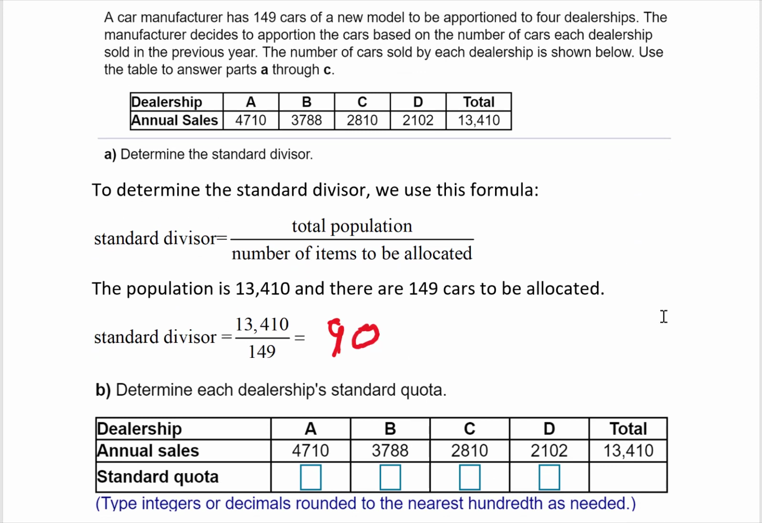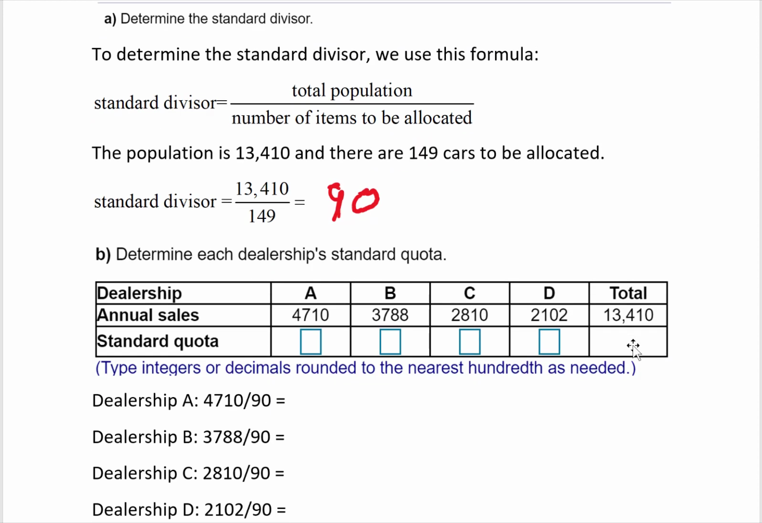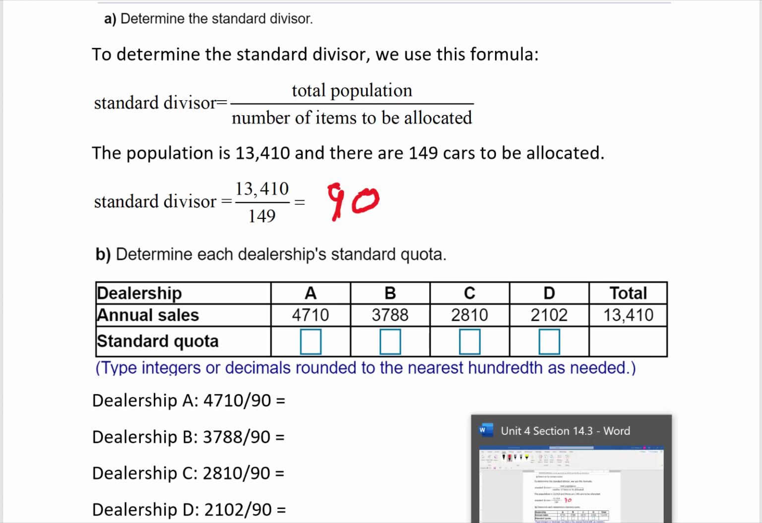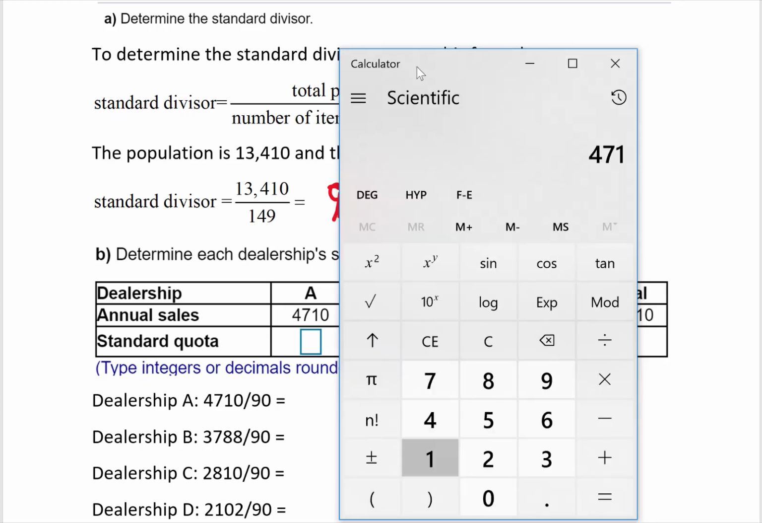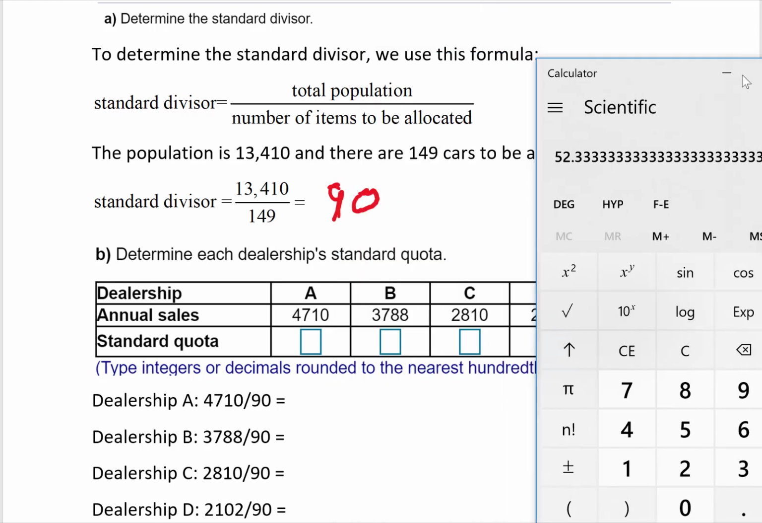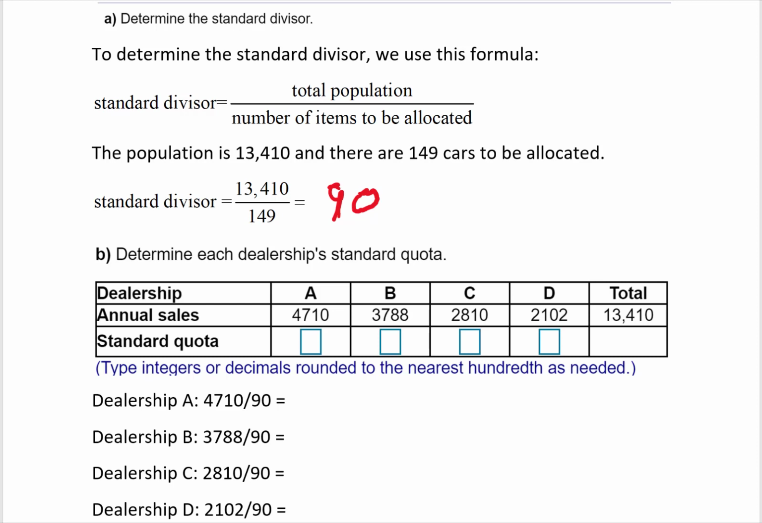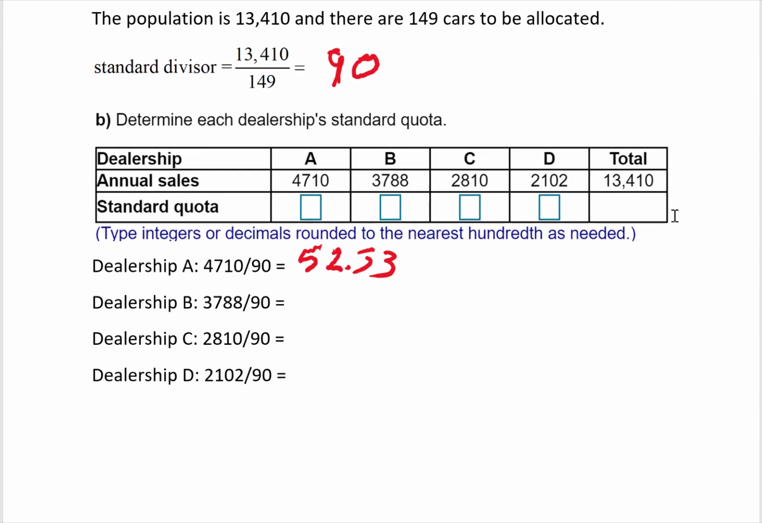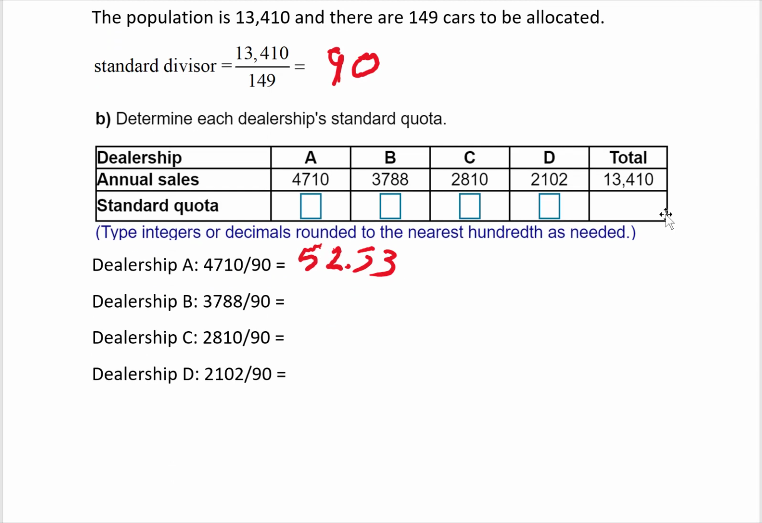Determine each dealership's standard quota. To determine the standard quota, we take the sales for each dealership and divide by the standard divisor. So for dealership A, we're going to take 4710 and divide by 90. And we get 52.33. Generally, the answers will be expressed to 2 decimal places. If I do the same process for the other dealerships, and I've written down the division that you're going to be doing right here, I'm going to go ahead and put the numbers in.